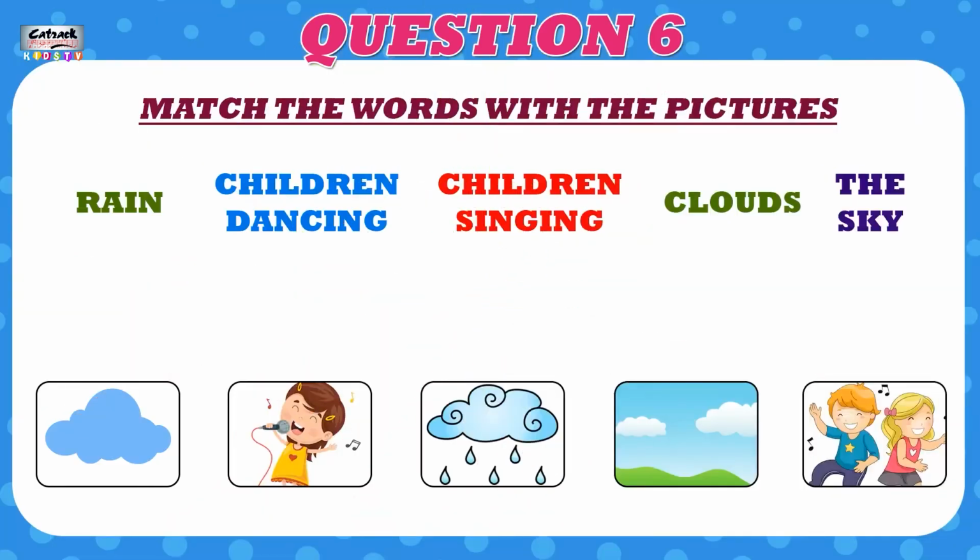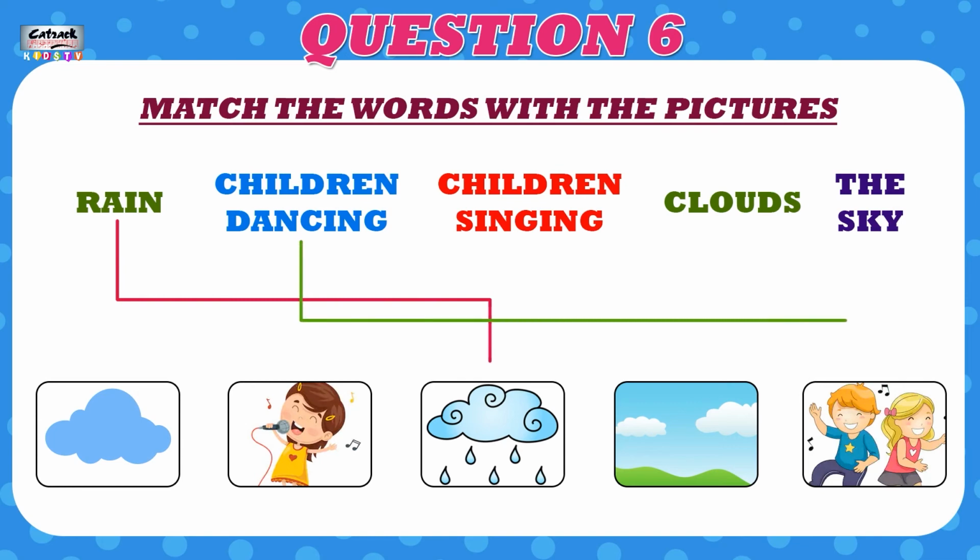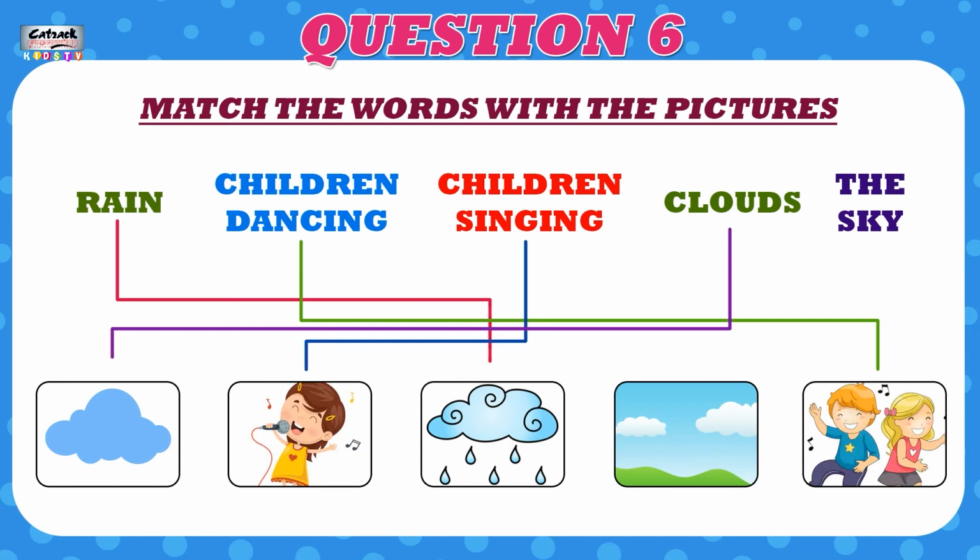Question 6. Match the words with the pictures. Rain. Children dancing. Children singing. Clouds. The sky.